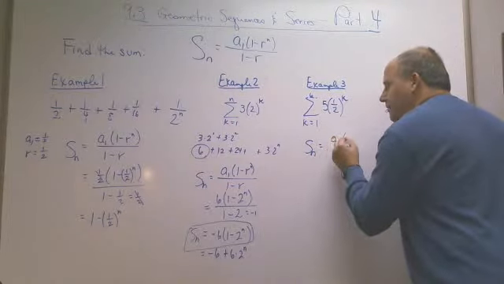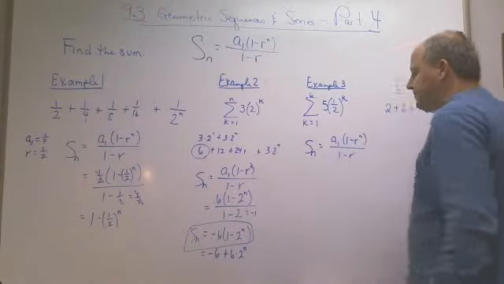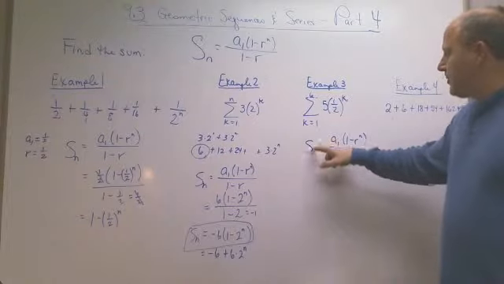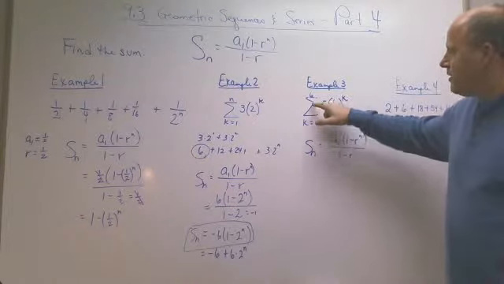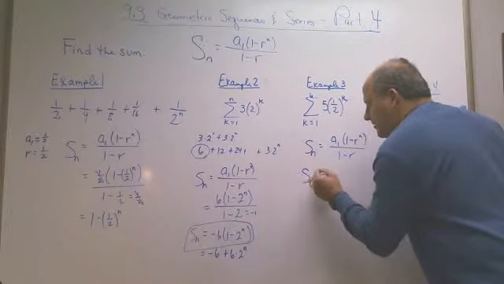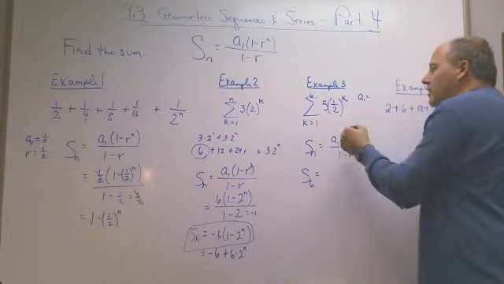A sub 1 times 1 minus r to the n over 1 minus r. This is a partial sum. So now what we do is, how many terms do we have? We're going to start at k equals 1 to 6, so it's going to be S sub 6. Now we'll need a sub 1, so we'll need to know the first term.